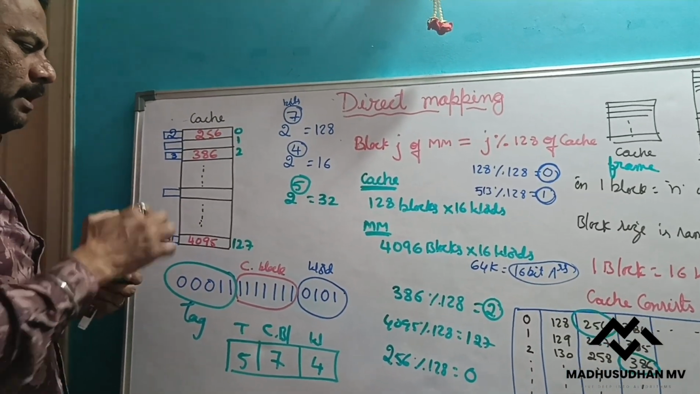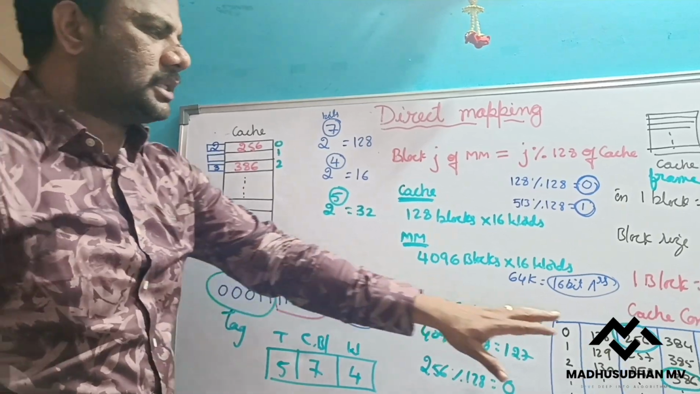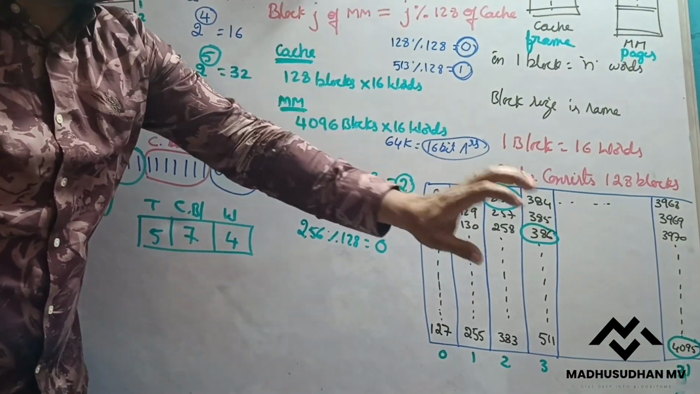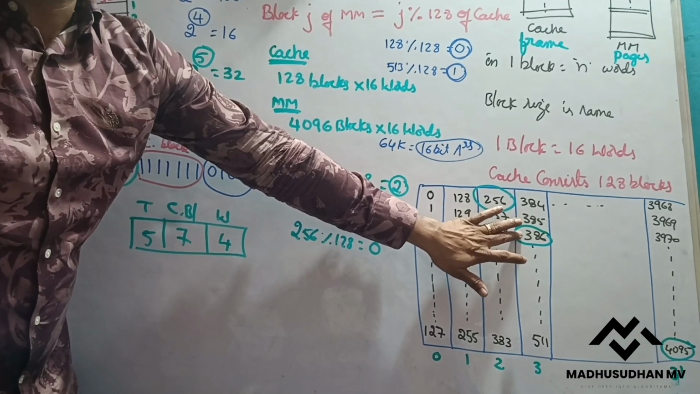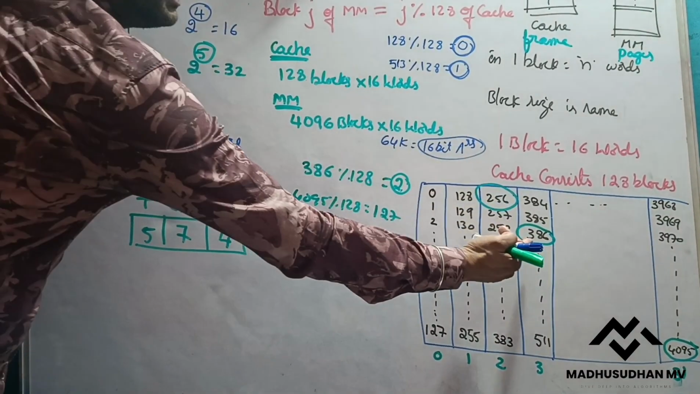For example, let us take an example. Now I want to execute the statement at 386. Assume one statement is there in this block, and I want to execute that. That means first the CPU checks where? The CPU checks in the cache, whether 386 is present.